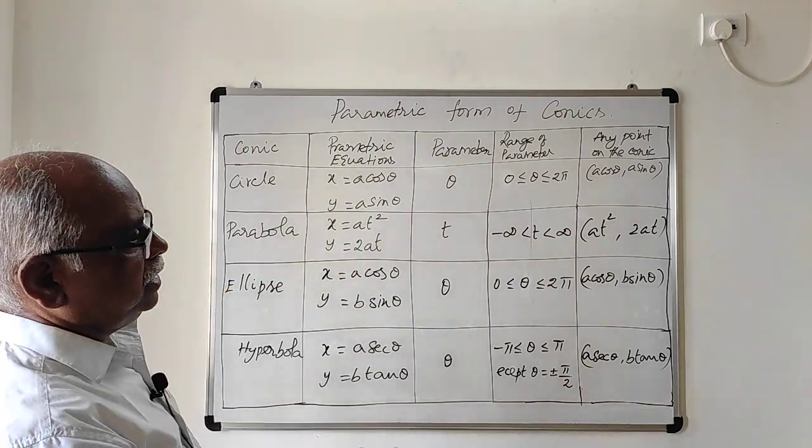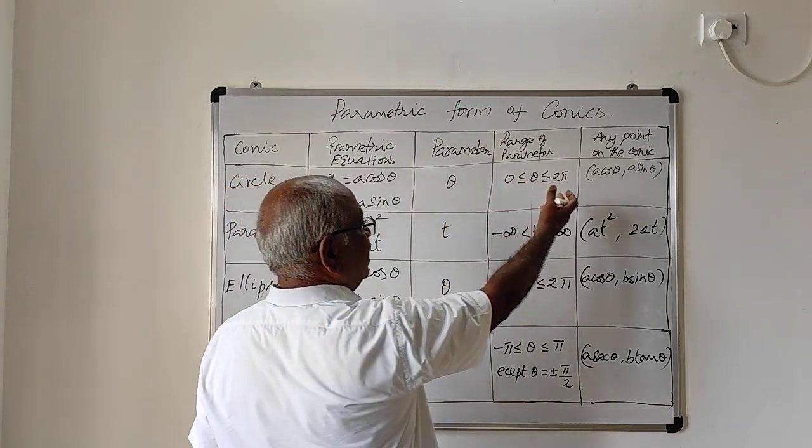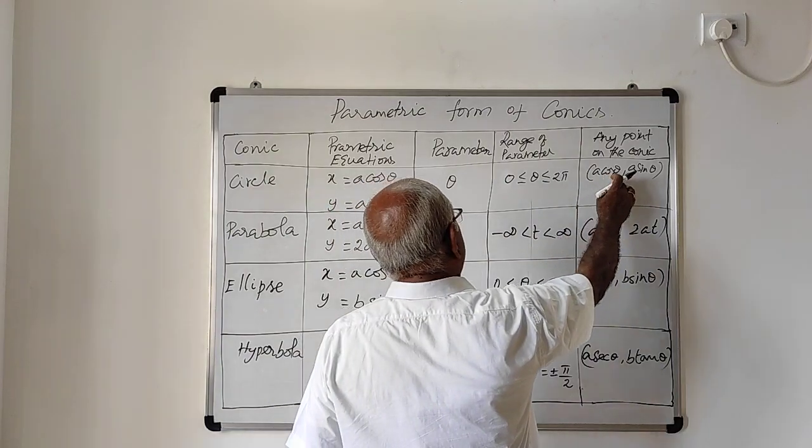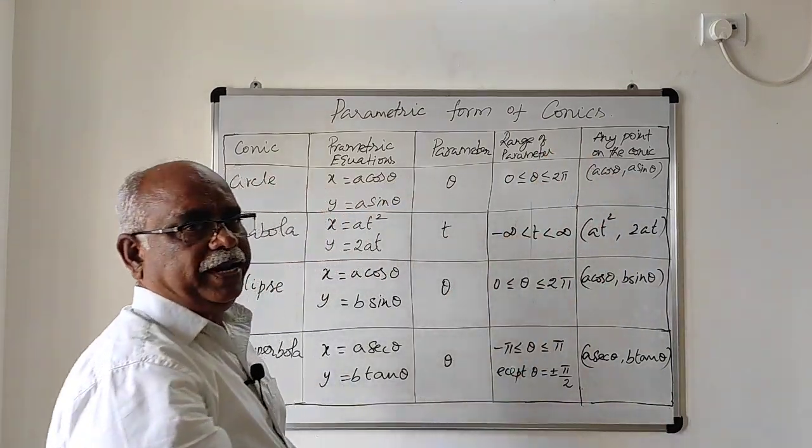Now, see, any point on the circle satisfies the equation. That's why these are called parameters of the respective conics.